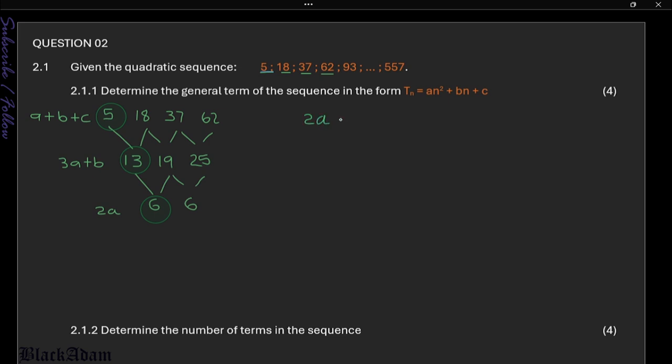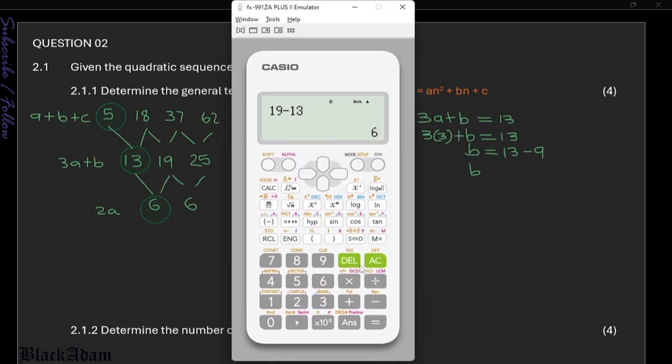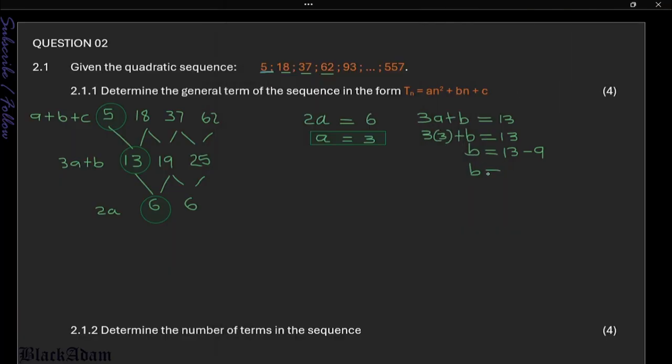So we walk backwards. 2a is equal to 6, then divide both sides by 2. That gives us a is equal to 6 divided by 2, which is 3. So we already found a, so you get a mark for that. Now 3a plus b is equal to 13, that's the first difference. a is 3, so 9 plus b is equal to 13, and then b is going to be 13 minus 9, that gives us 4.